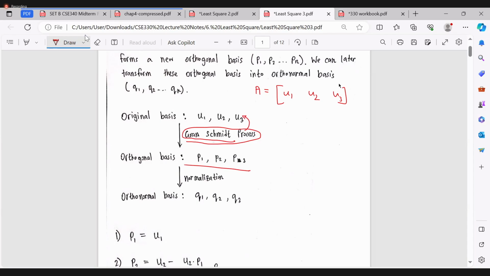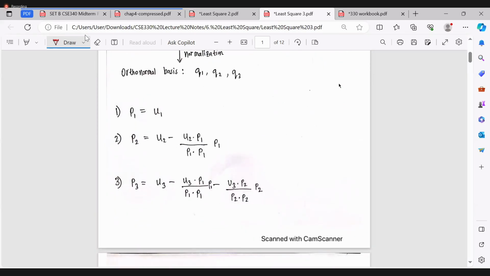That means now all the column vectors are perpendicular to each other. And next you will apply normalization to them. That means you will normalize the P1, P2, P3, P4, whatever the vectors there are. After normalizing, you get the orthonormal basis.